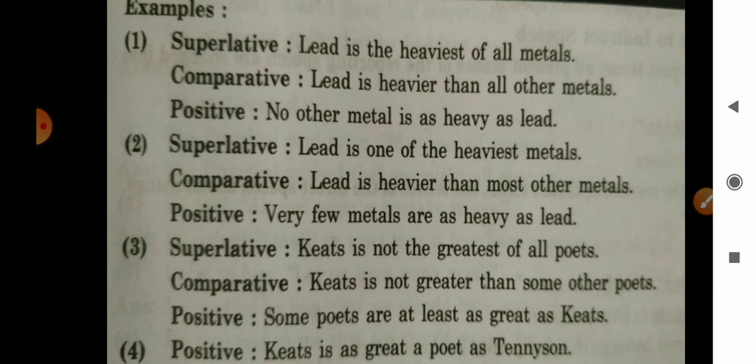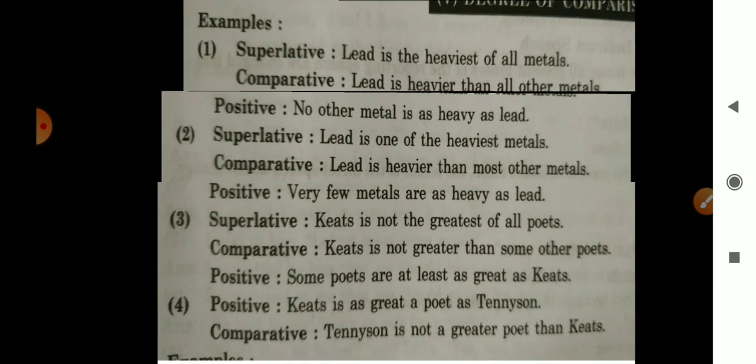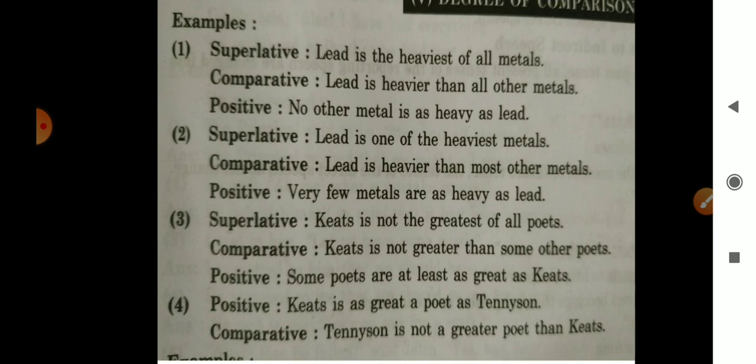Let's take one more example. See, there are two types of examples they have mentioned about lead. You just read about both sentences here. We'll take the next example. Keats is not the greatest of all poets. What does it mean? Keats is not the greatest of all the poets.